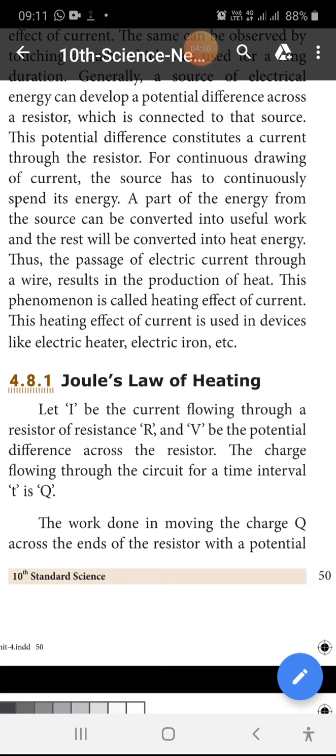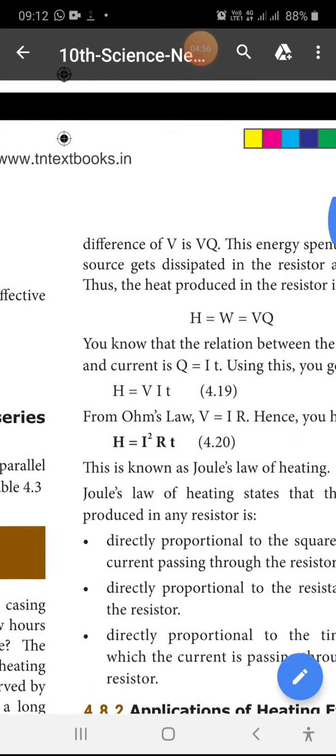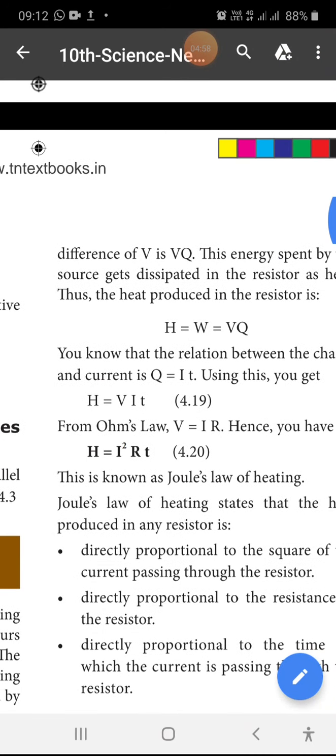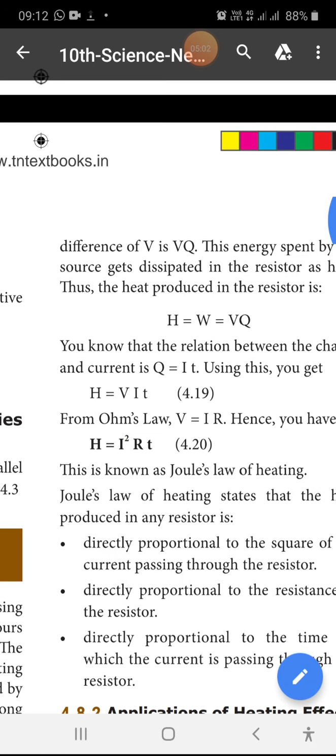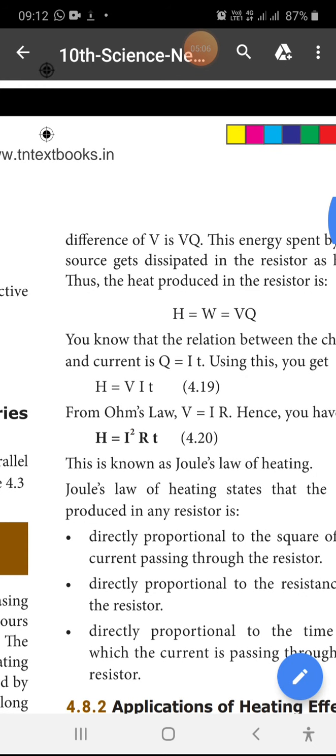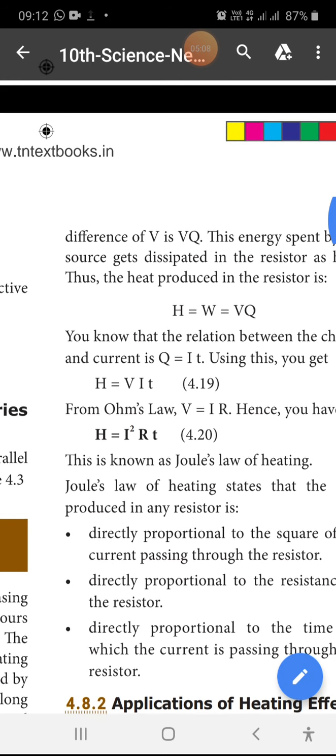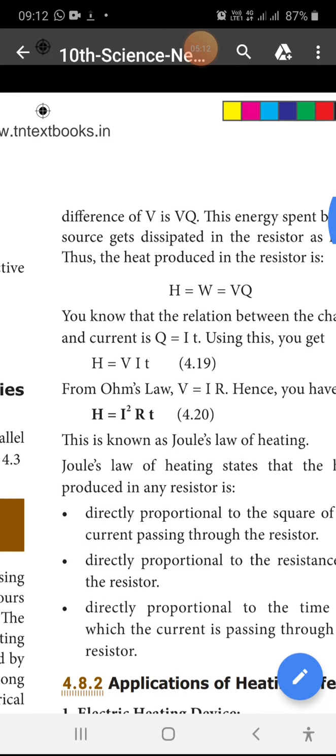Based upon this, the work done in moving a charge across the ends of the resistance with the potential V is VQ. We already studied that work done is equal to VQ. Work done is equal to VQ. V, the potential, is equal to work done by the charges.